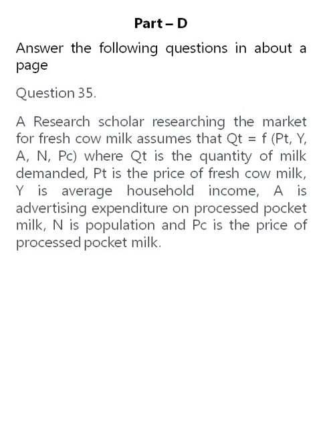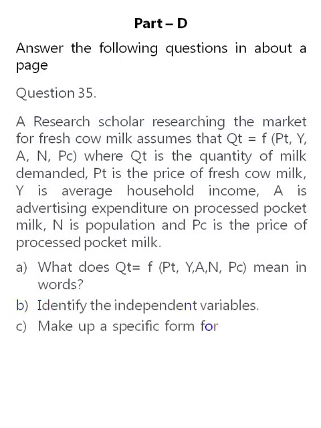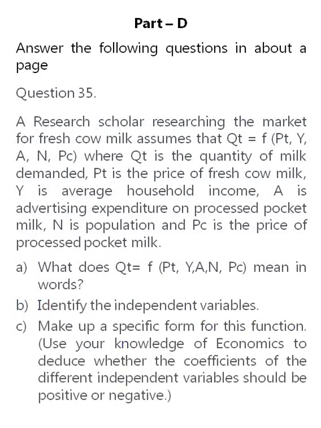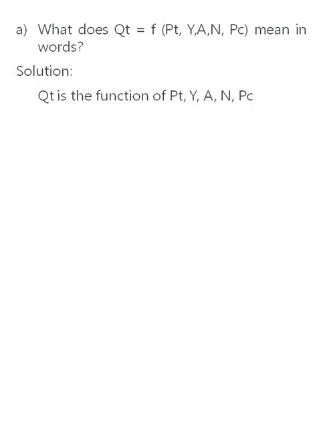We have three questions here. First, let us see the answer to the first question. What does QT is equal to F of PT, Y, A, N, PC mean in words? So here, QT is a function of PT, Y, A, N, PC. When F is followed by a bracket with some variables in it, it is called a function of.